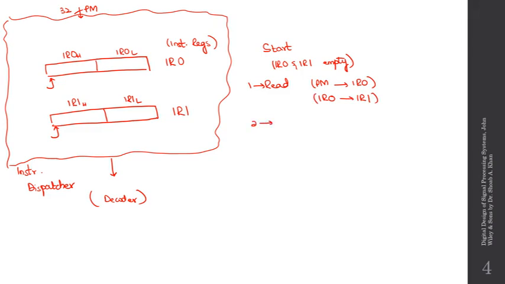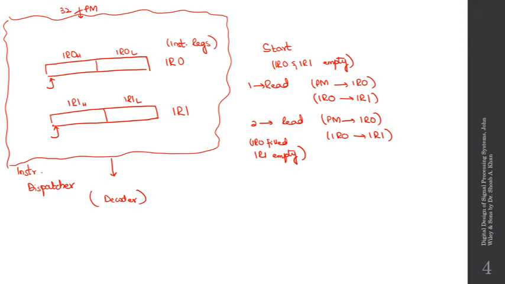After the first clock cycle, we can say that IR0 is filled, but IR1 is still empty. So in the second clock cycle, we'll again read data from the program memory. The data from program memory will be written to IR0, and the data from IR0 will be written to IR1. So after two successive reads, we'll have the data available in IR1 and IR0. IR1 will be holding the first instruction that is to be executed, and IR0 will be holding the next instruction that's going to be executed.